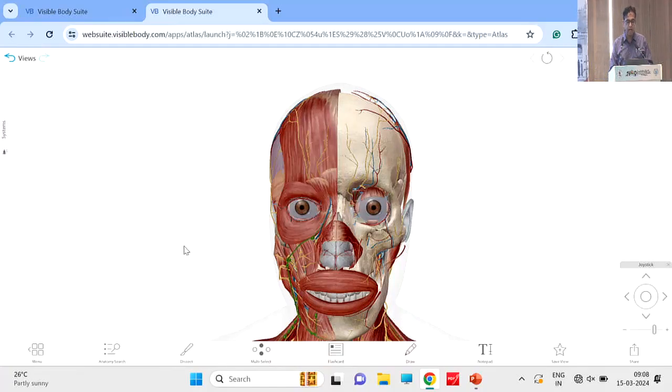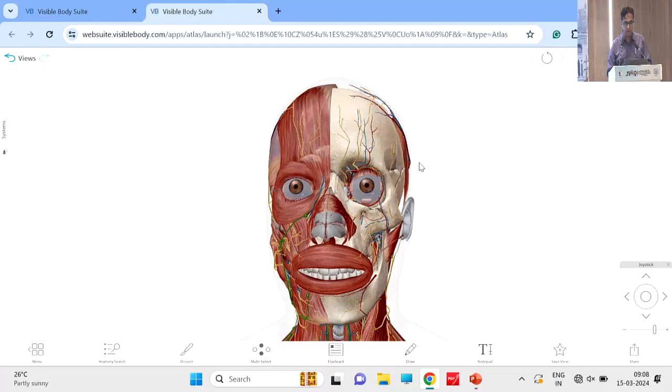So let's start with the anatomy. We will talk about the supraorbital nerve, infraorbital nerve, zygomatic-temporal nerve, and the mental nerve. The supraorbital nerve is a branch of the ophthalmic division of the trigeminal nerve. This is the supraorbital nerve.